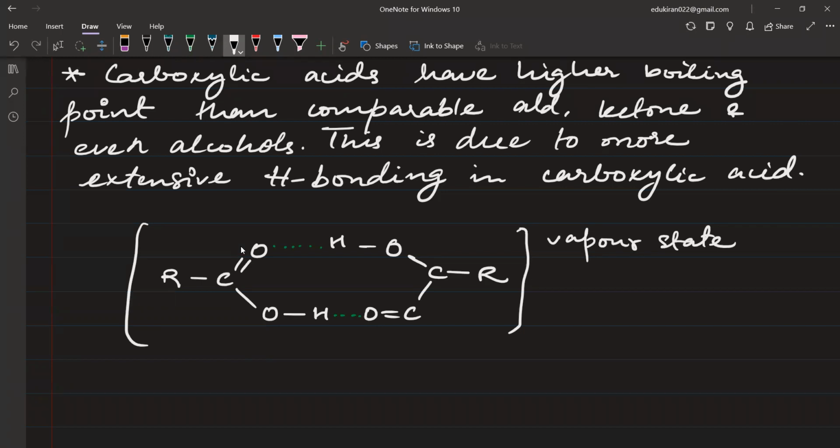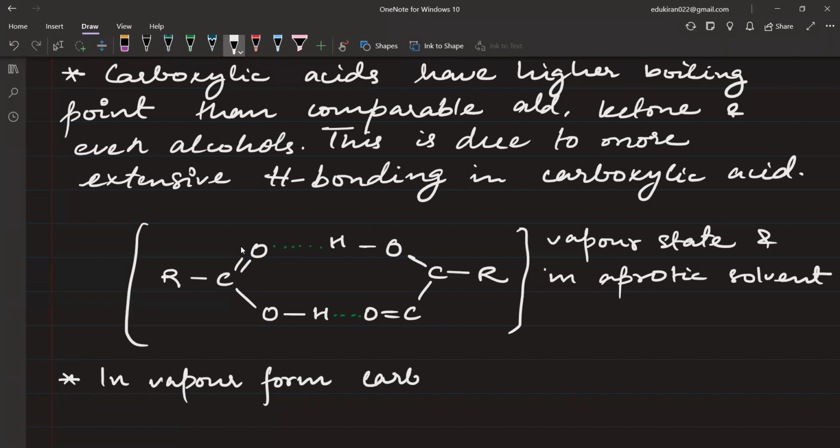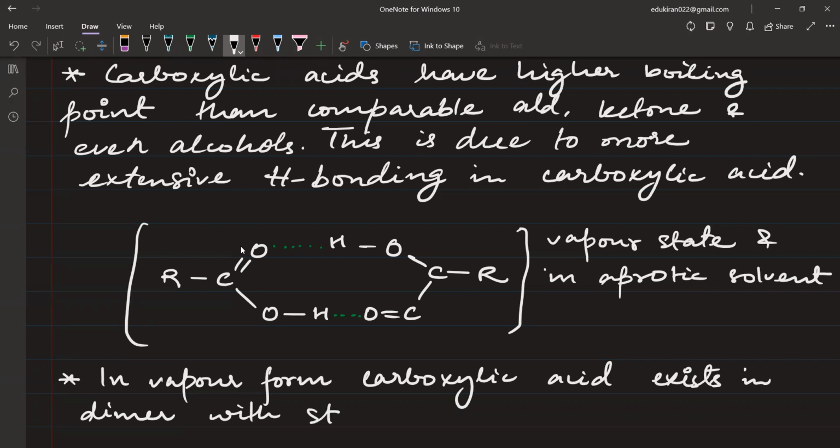In vapor phase and also in aprotic solvent, this is the structure of carboxylic acid. This is known as dimer because we have two monomers of carboxylic acid which are together because of hydrogen bonding. Right, next: in vapor form, carboxylic acid exists in dimer with structure as above. So this is the structure in vapor phase.